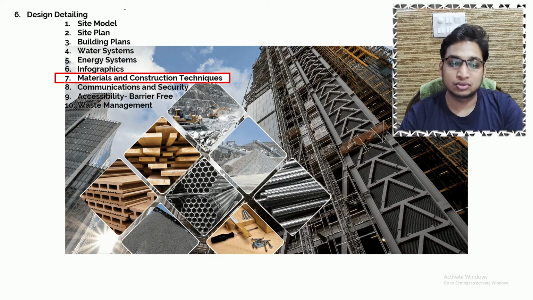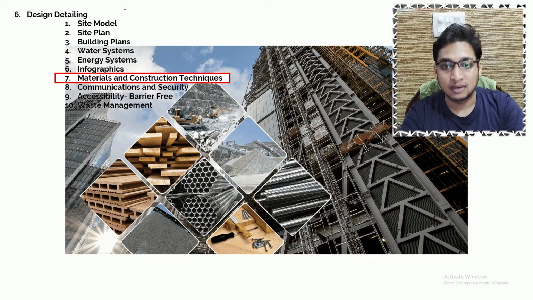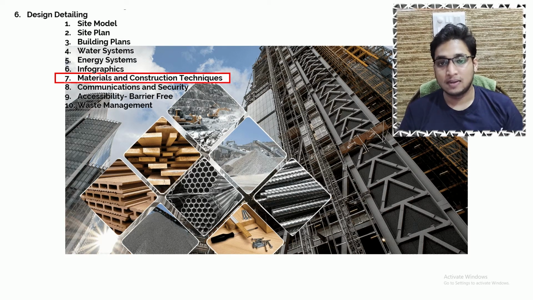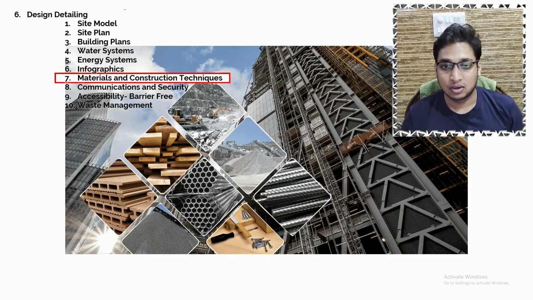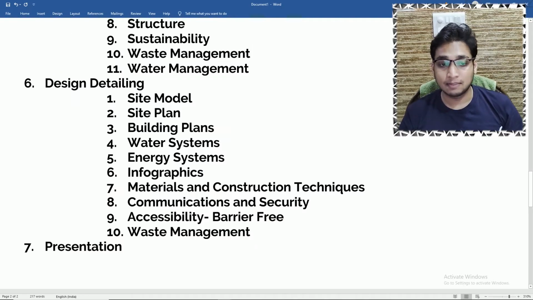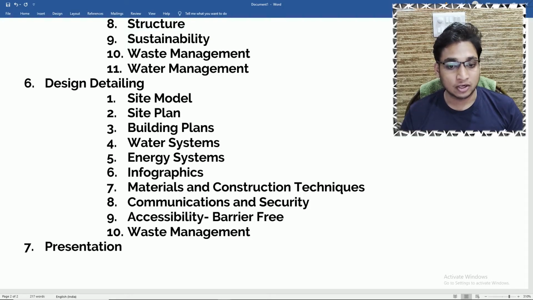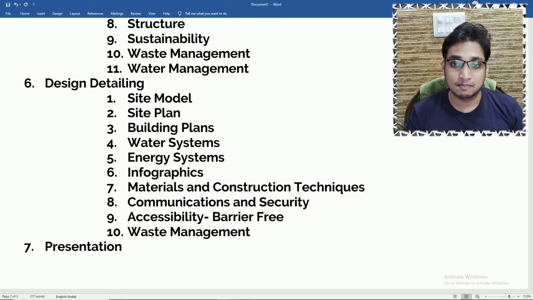After that, we can also talk about materials, different materials which we are trying to use. So this is a complete set of drawings. Now it can also involve water systems, energy systems, infographics, then communications and security, accessibility, waste management. So this is the detailing part, where we have detailed each and every aspect which we were talking about during our conceptualized stage.